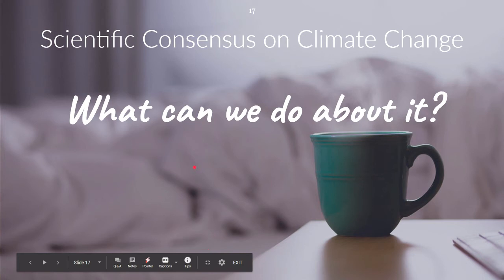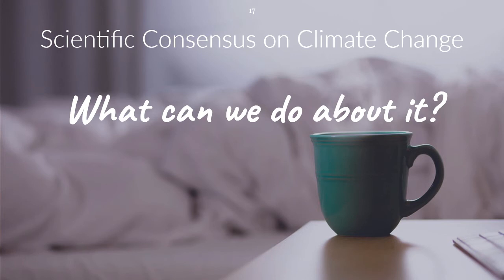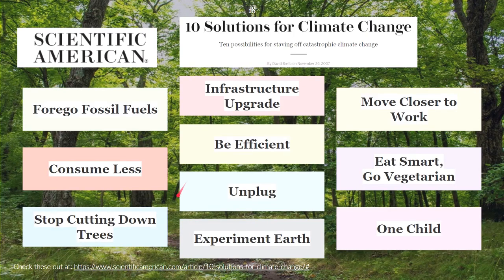After discussing the scientific consensus on the causes of climate change, now let's talk about the scientific consensus on the solutions to climate change. So what can we do about it, as proposed by the scientific community? This is an article from Scientific American, "10 Solutions for Climate Change." You can visit this. I'll provide the link in the description below.